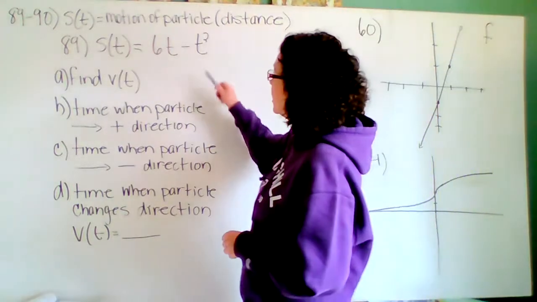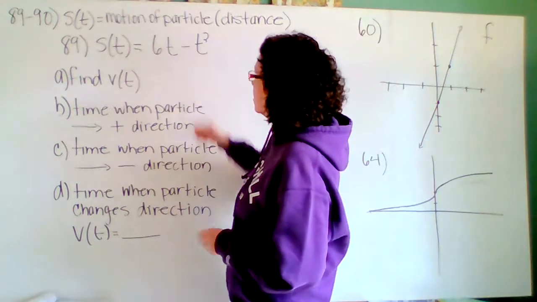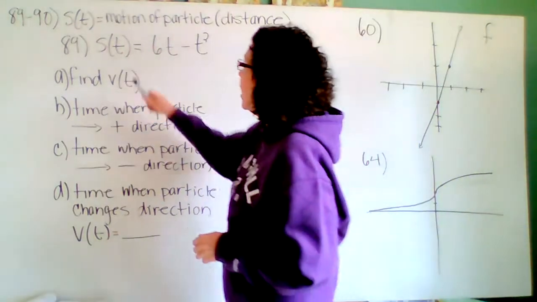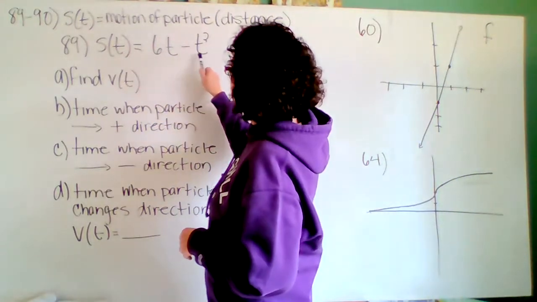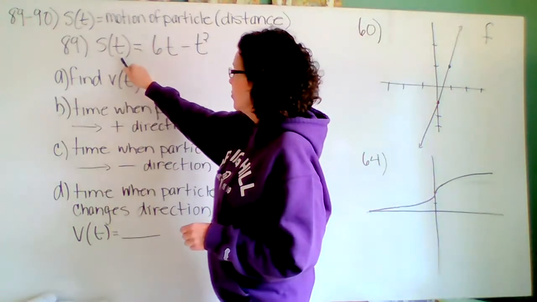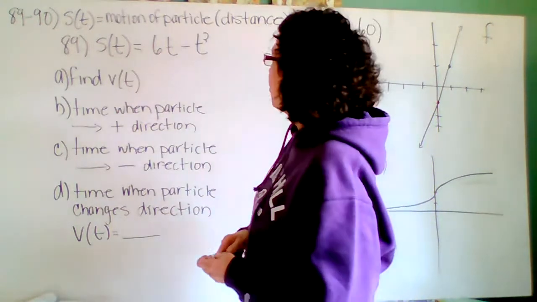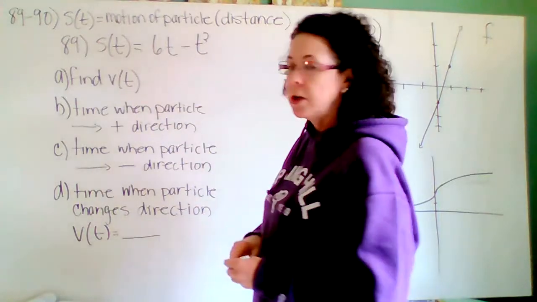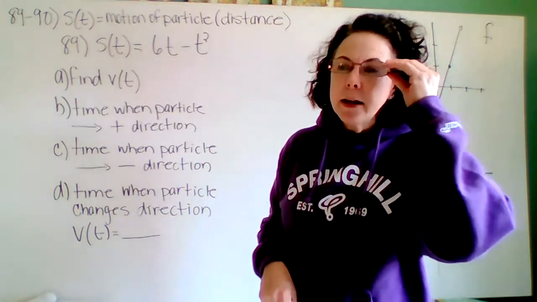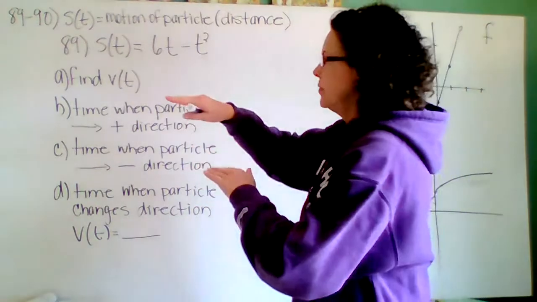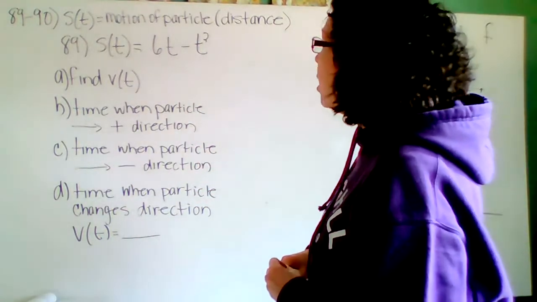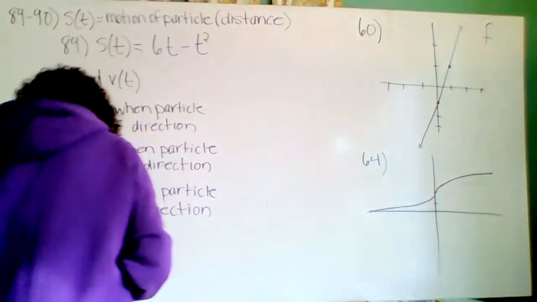So with number 89, this is the distance or the motion equation they gave you. S of t equals 6t minus t squared. In other words, at a certain time, and time has to be greater than 0, if you put that time into the function, it will tell you where the particle is located in relation to the origin, as if t was the axis.